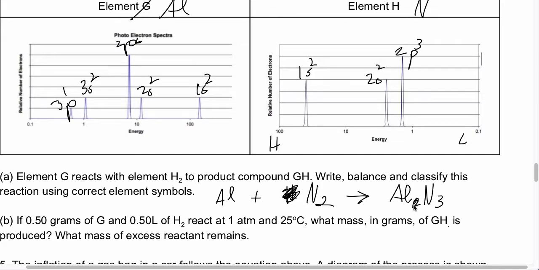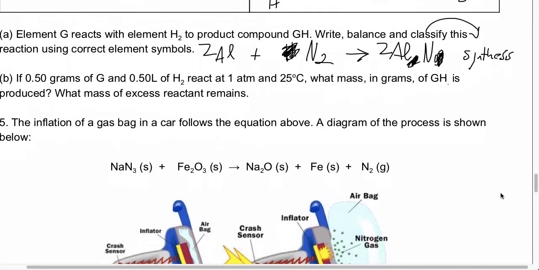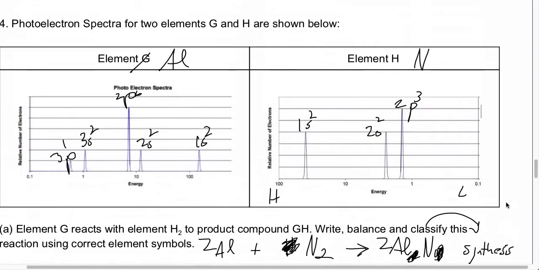Oh, what am I talking about? They're both, one's +3 and one's -3. So it's AlN. What the heck am I talking about? So this is 2, so I'm going to do 2 here and 2 there. So write and balance and classify this reaction. This is a synthesis reaction.